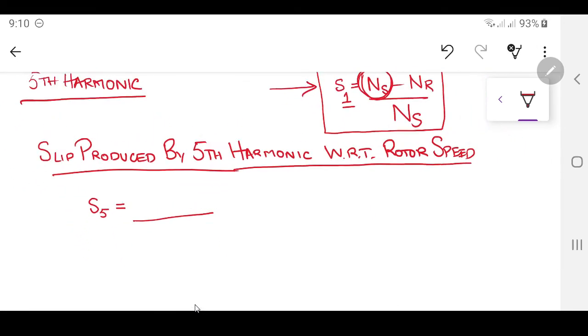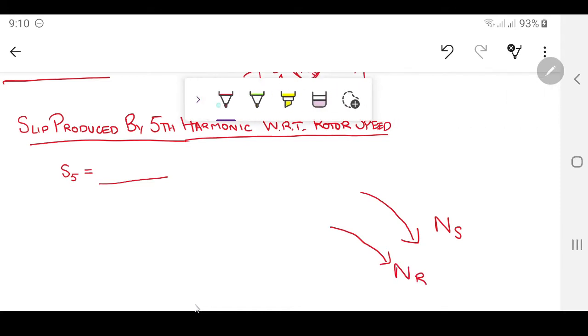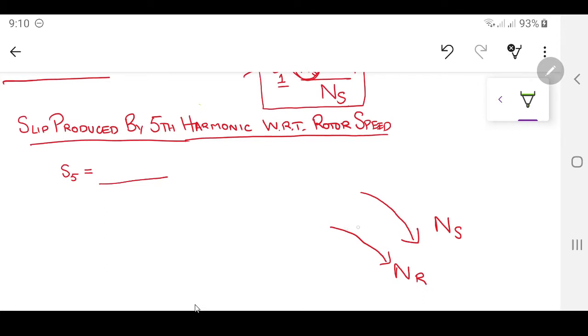So first of all, let me do some steps over here. I know Ns is flowing in this clockwise direction, and Nr is flowing in this direction. Now at the very same time, let me use another color for this one. There is a backward moving MMF, which is Ns by 5.